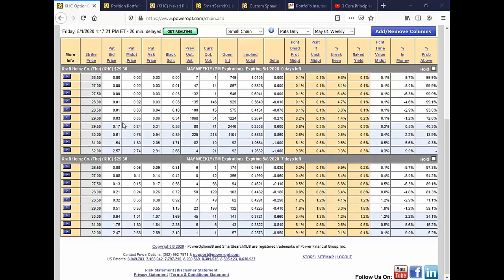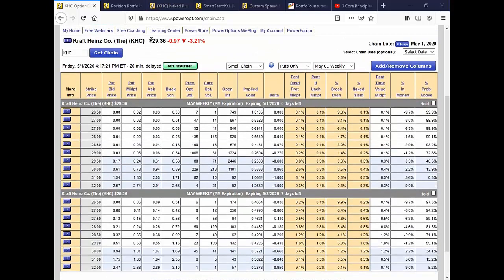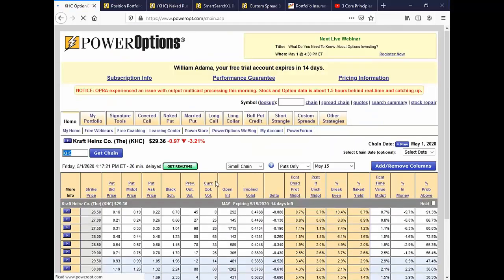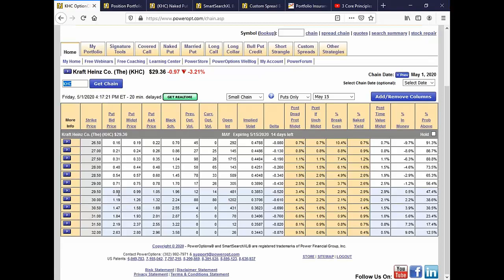James says, now if I'm at Kraft Heinz, here are our puts. There's KHC, stock at 29.36. So let's go out 15 days. James is saying, what do you think about selling an at-the-money put right here for 75 cents midpoint, versus selling puts beyond the expected move?